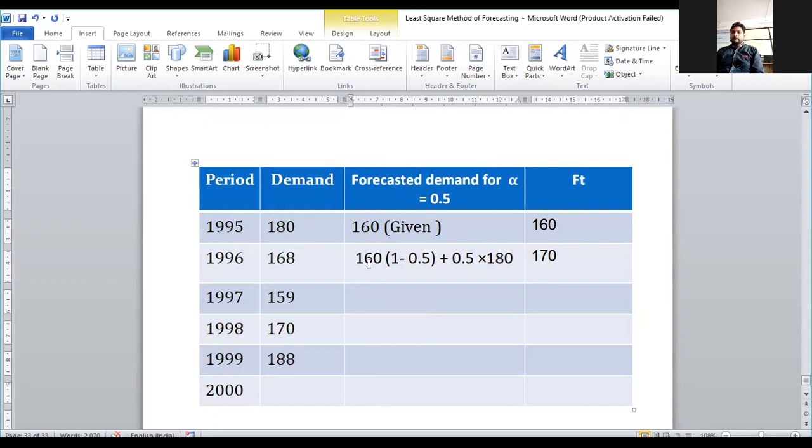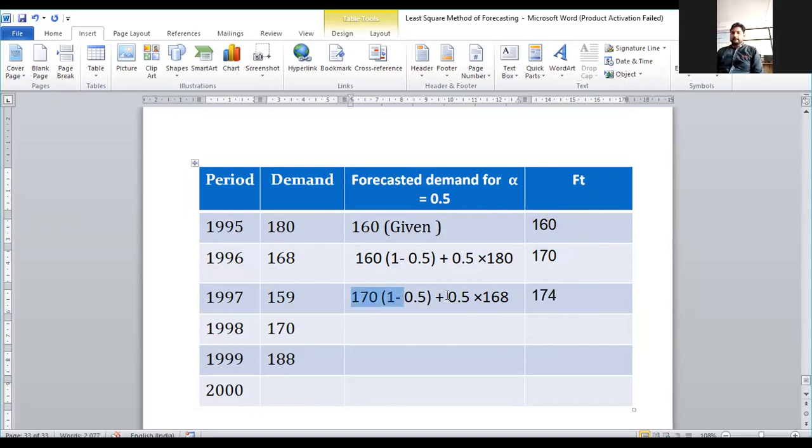Now for the next year, similarly you are going to consider the same things. Now here the forecasted demand is 170, and the actual demand for the previous period is 168. So do the calculation and let me know your answer. 174. Okay, kindly check others also. You are getting the same answer.